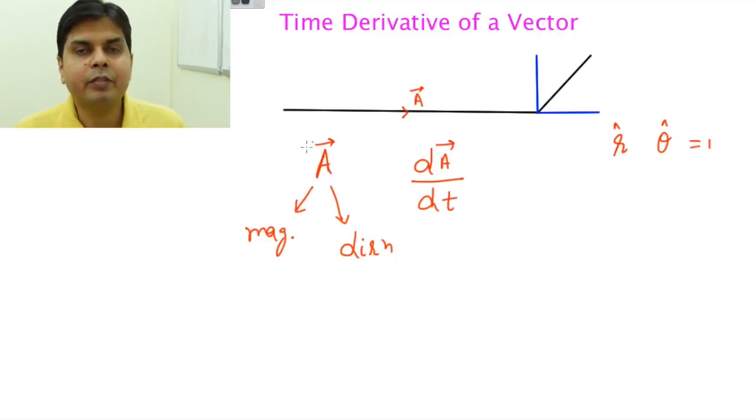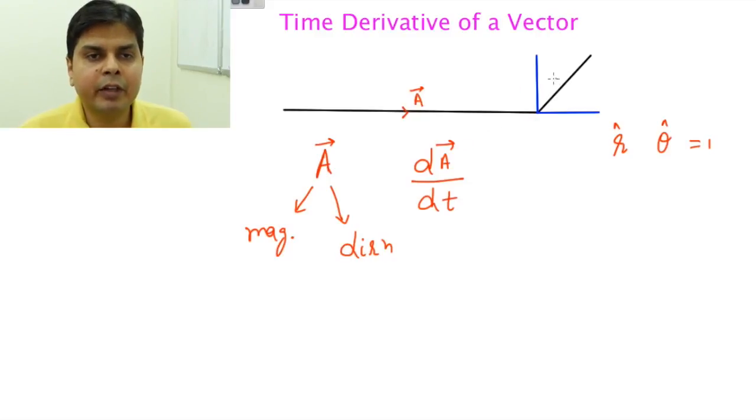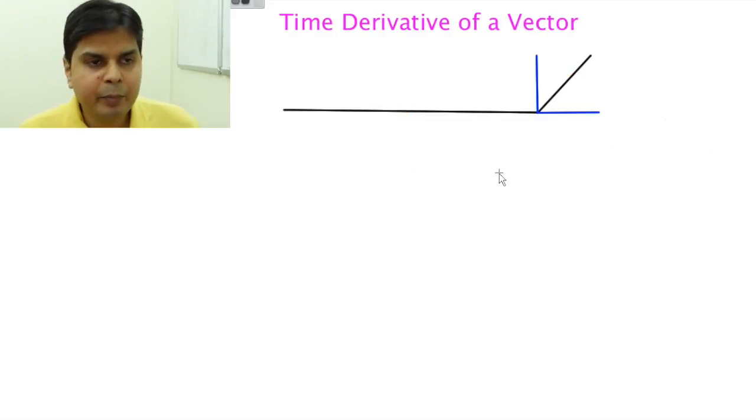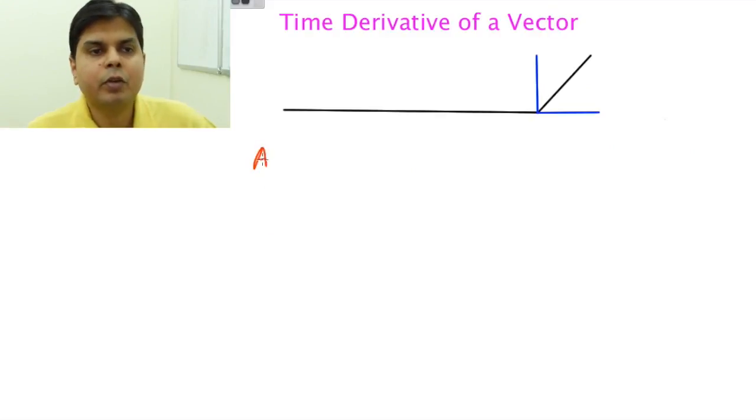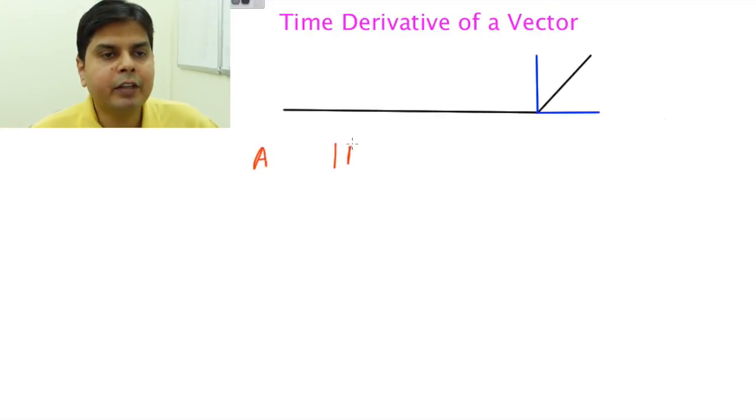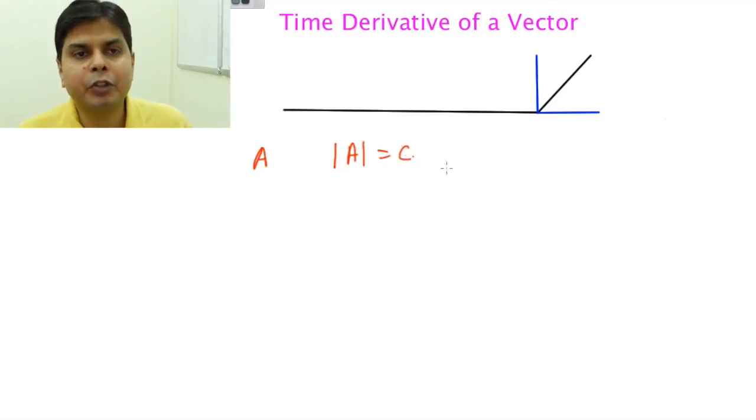So in general, if a vector A is given, and both the magnitude and the direction are changing, then dA by dt will be in an arbitrary direction, suppose in this direction. Now suppose I have been given a vector, say A, and it is also given that the magnitude of A is constant, that is, the magnitude is not changing.